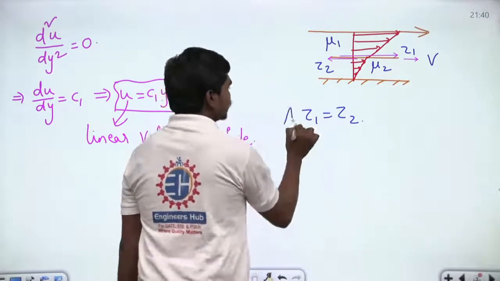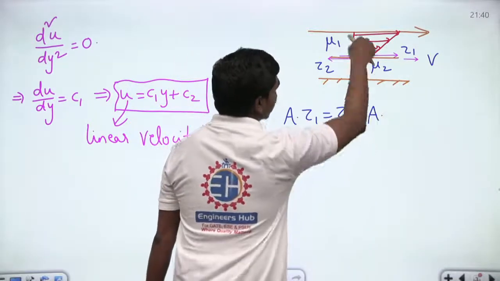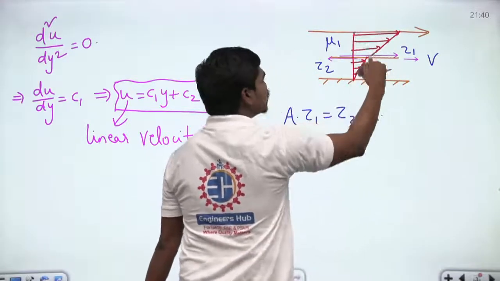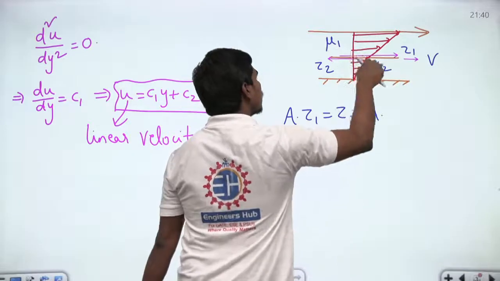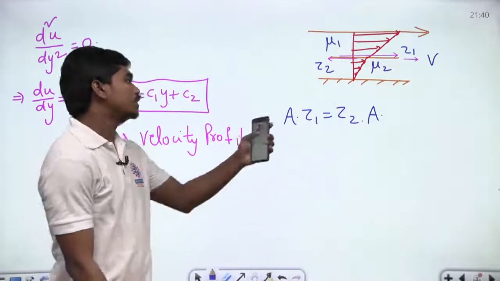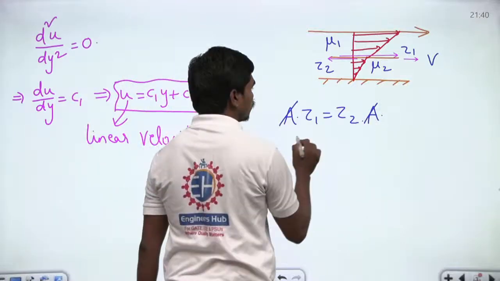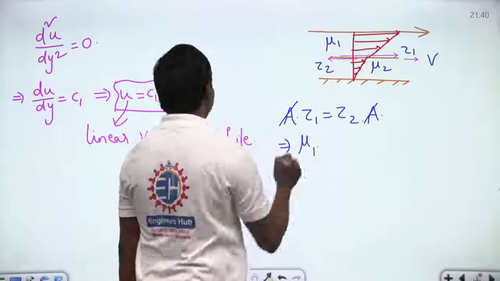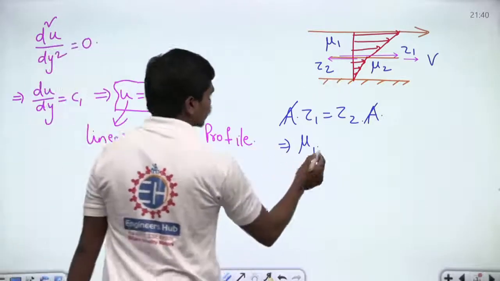Basically the areas are the same on both sides, so the force pulling this interface towards the right by the upper fluid should be equal to the force applied by the lower fluid on this interface to pull it back, correct? This should happen. Since the area is common on both sides, tau1 should be equal to tau2, which means mu1 du by dy. Du by dy is nothing but the velocity gradient, correct?